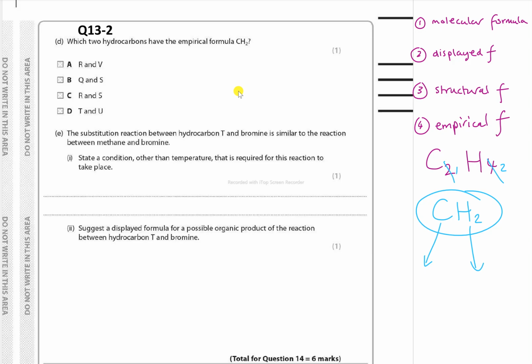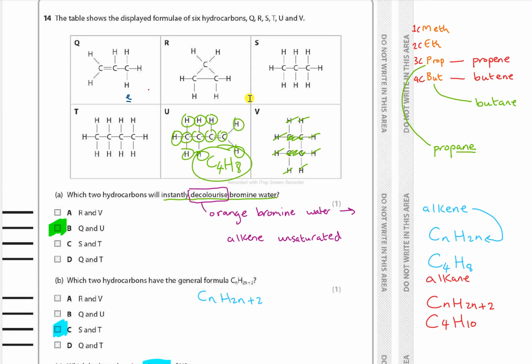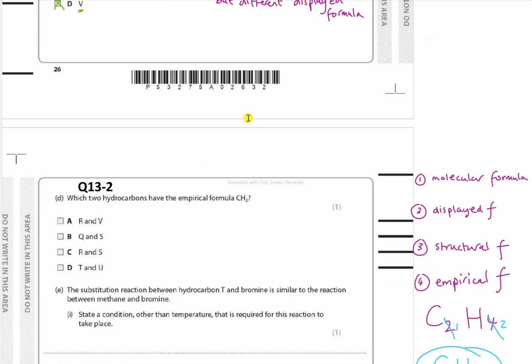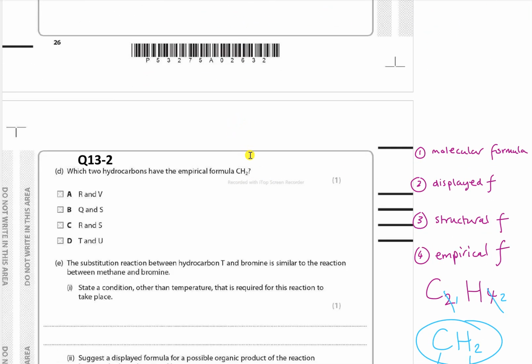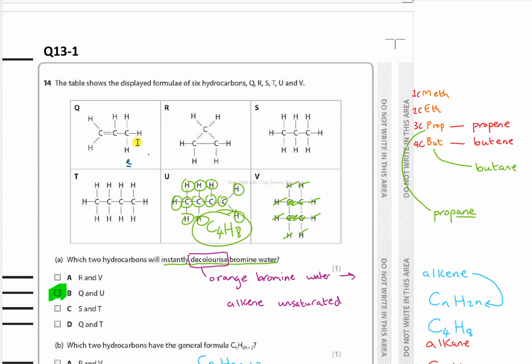Which? Oh, okay. U and Q, and what else? They want, for every one carbon you've got two hydrogens. It will be, right.